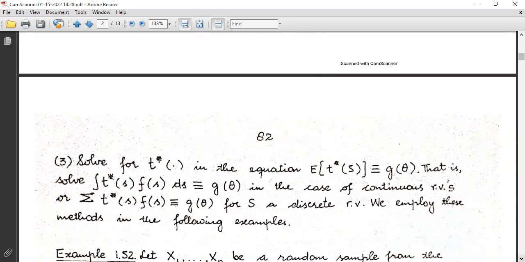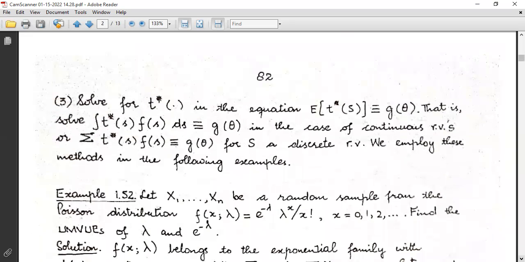Or third is to solve for T* the equation that the expectation of T*(S) is equal to g(theta). That is, solve the integral of T*(s) f(s) ds equal to g(theta) in the case of continuous random variables, or the sum of T*(s) f(s) equal to g(theta) if S is a discrete random variable.